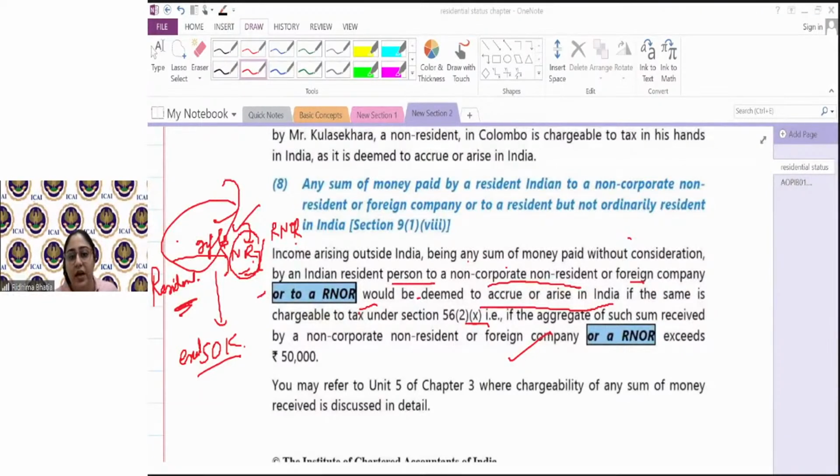Pooja, what is your query? Yeah, please, if any query is missed, please resend it. Gift in cash, gift in kind, everything is covered.